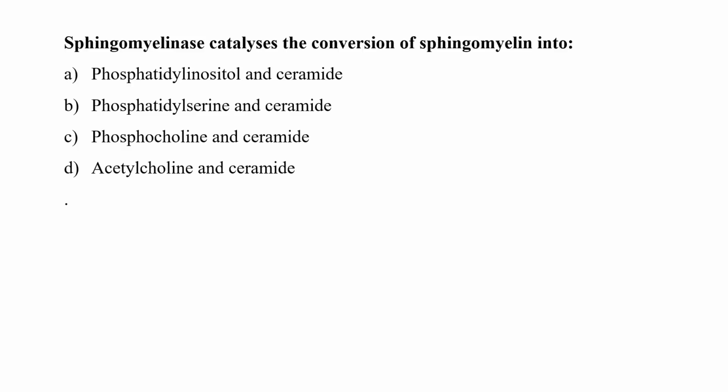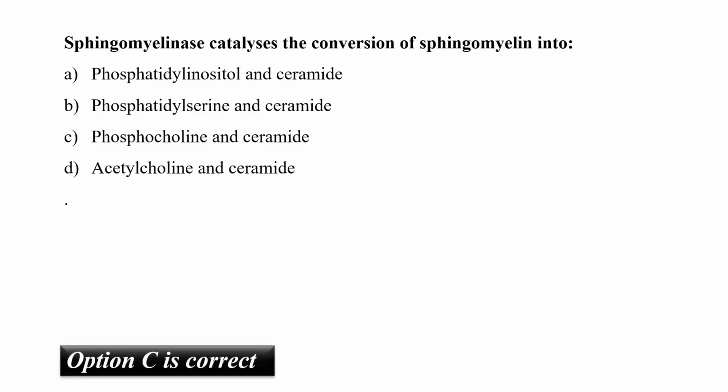Sphingomyelinase catalyzes the conversion of sphingomyelin into phosphatidylinositol and ceramide, phosphatidylserine and ceramide, phosphocholine and ceramide, or acetylcholine and ceramide. Basically, sphingomyelinase catalyzes the hydrolysis of sphingomyelin to ceramide and phosphocholine. So, option C is the correct answer.